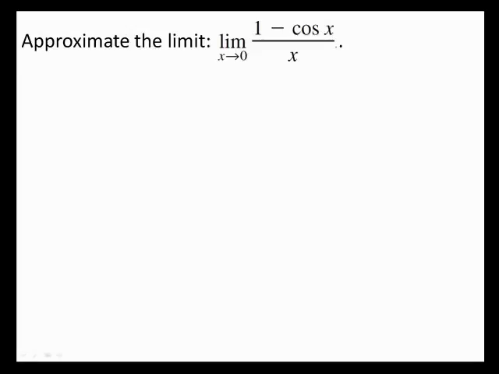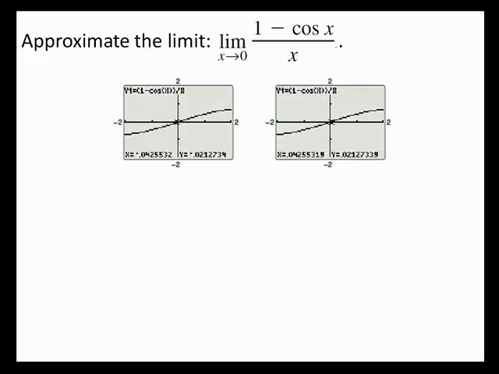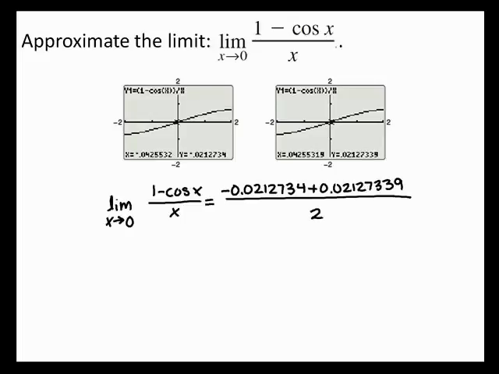Approximate the limit. The limit of 1 minus the cosine of x divided by x as x approaches 0. To approximate the limit, begin by using a graphing utility to graph f of x equals 1 minus the cosine of x divided by x. Then, use the zoom and trace features of the graphing utility to choose a point on each side of 0. Approximate the limit as the average of the y-coordinates of these 2 points. Simplify the numerator. Simplify the fraction. You can approximate that the limit of 1 minus the cosine of x divided by x as x approaches 0 is 0.